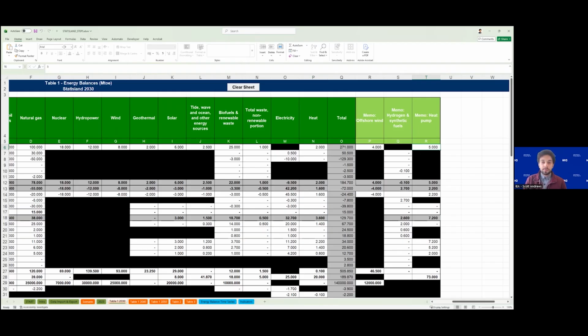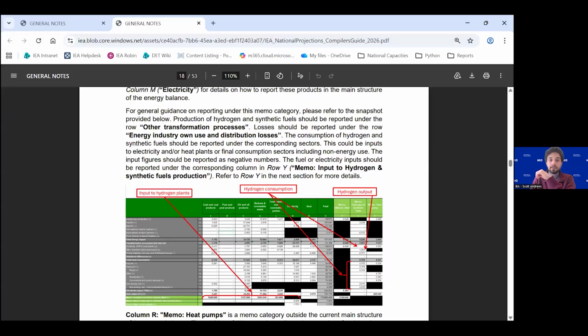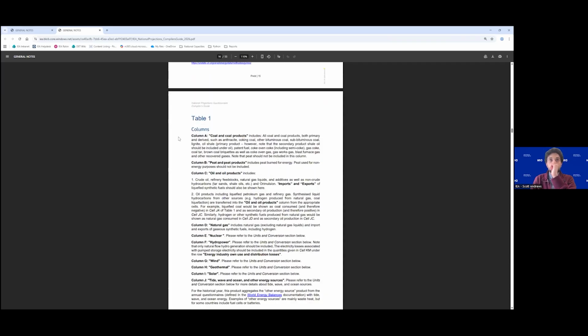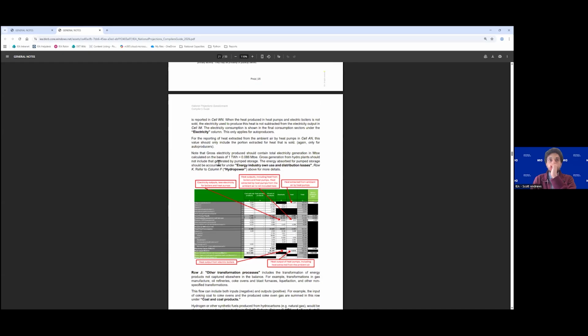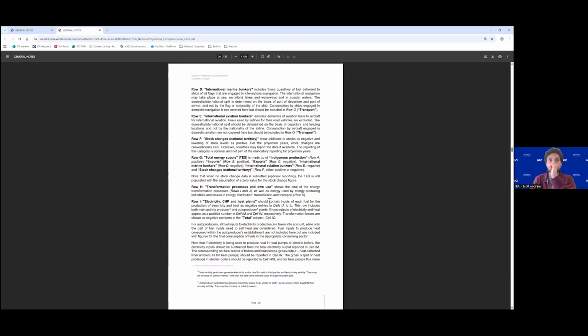I know people were talking about the boiler one as well, because it falls along the same lines. I was thinking the subtraction for the hydrogen is how we handle some of the boiler flow. So if I go back to the compiler's guide, hold on, let me find my mouse. There we go. Okay, so I'm in the column section here for table 1. I scroll down and we have this under the electricity, CHP, and heat plants flow.